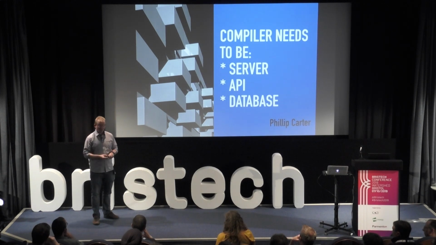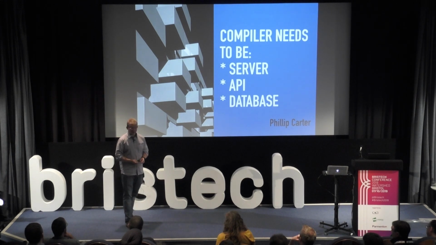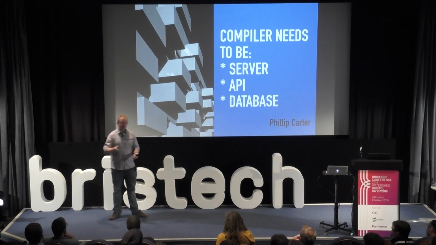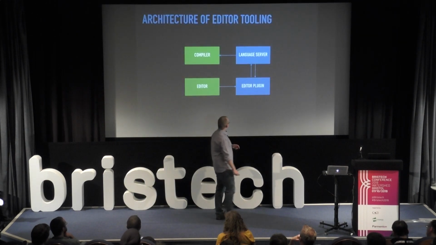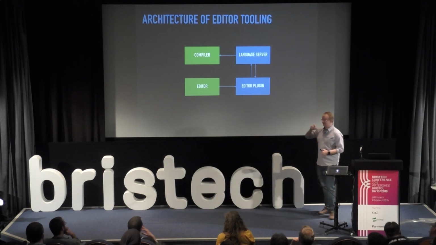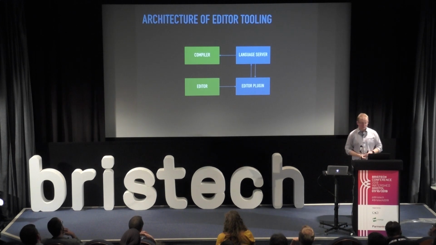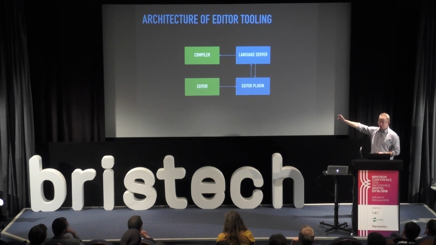And this has really huge implications on the design of the compiler, because it totally changes the way we think about memory in the compiler. It totally changes how we think about performance, how we think about data access. It needs to also be a database, so you have to give users the ability to somehow query the internal state of the compiler. And when you do that, you usually come to an architecture of editor tooling that looks more or less like that.